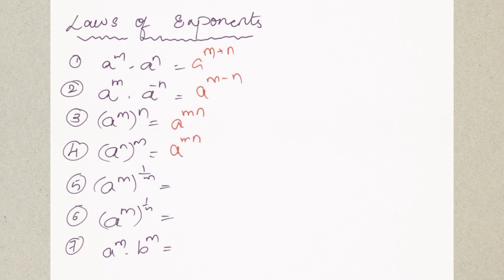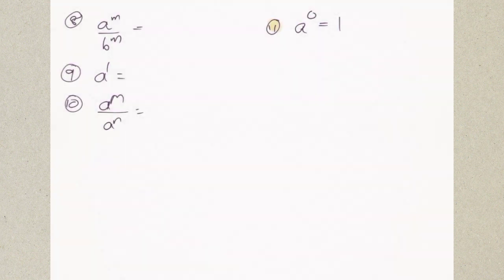Now a power m whole power 1 by m, both will get cancelled, so the leftover thing will be a. Now a power m whole power 1 by n will become a power m by n. You know this. Now a power m into b power m is nothing but ab whole power m. This also you know. Next, a power m by b power m is nothing but a by b whole power m. A power 1, we all know, is just a, since a is multiplied one time.